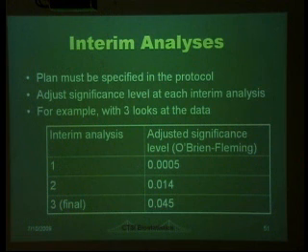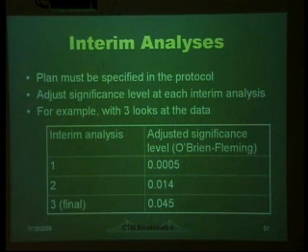So when you're planning, when you want to do this kind of multiple looks at your data, you really need to specify that plan in the protocol. And there are ways of adjusting for multiple looks at your data. Basically, it involves adjusting the significance level that you use at each interim analysis as well as at the end of the study. Here's an example of one way you might adjust that significance level, and this is based on an O'Brien-Fleming boundary, which is a fairly standard one that's used in the clinical trials.